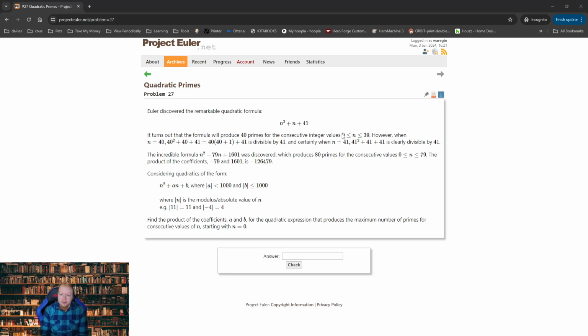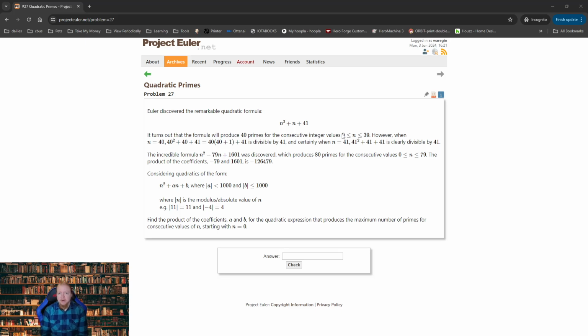The incredible formula n squared minus 79n plus 1601 was discovered, which produces 80 primes for the consecutive values 0 ≤ n ≤ 79. The product of the coefficients, negative 79 and 1601, is negative 126,479.